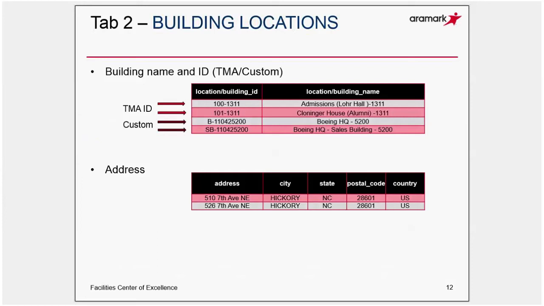For location building name, column B, use the name of the building, hyphen, the last 4 digits of the profit center number. Example, the name of the building is Boeing HQ and the profit center is 1104-25200. The name entered in column B is Boeing HQ-5200. For accounts with TMA, they will be utilizing the globally unique building name and ID within TMA to enter into this field. Instructions for getting the data out of TMA will be shown in a few minutes.